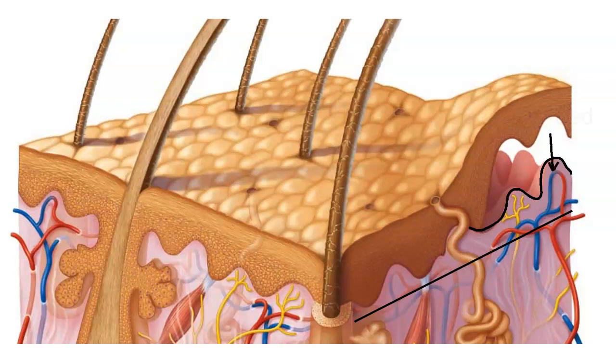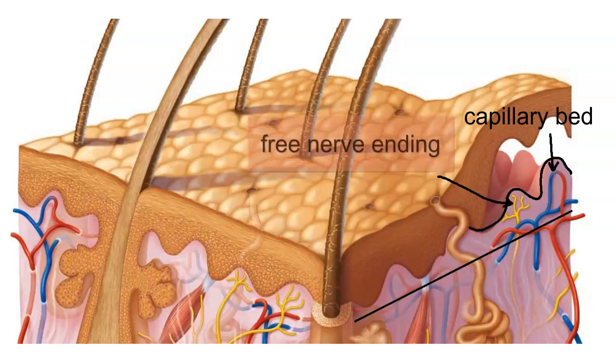One is a blood supply. That blue-red structure is a capillary bed. The papillary layer of the dermis has a very rich blood supply. And then the other thing that I'm noticing is a nerve supply, so cutaneous sensation. This is what's known as a free nerve ending. A free nerve ending picks up sensation from the skin.